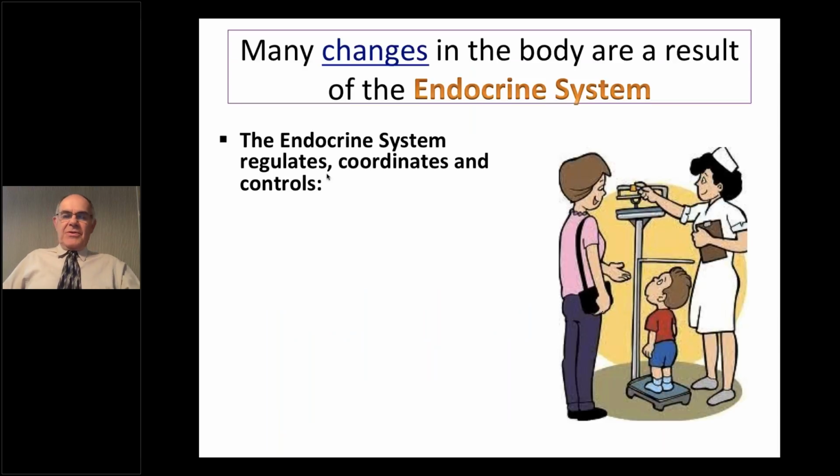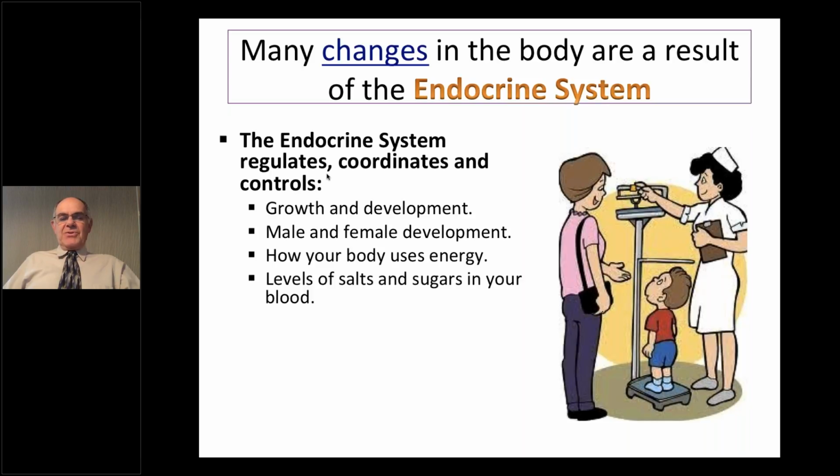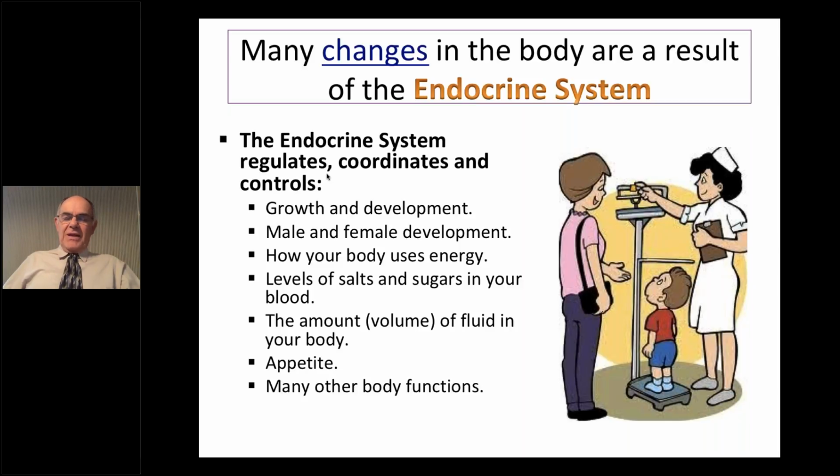So the endocrine system is responsible for many common effects. The most common one, of course, being our growth and development, starting with babies. It is the responsibility of the endocrine system to secrete specific material, hormones, male and female, how our body uses energy, how our body burns and makes sugars, the volume of fluid that's in our body regulated by our kidney, and our appetite is certainly controlled by that also. So it has many functions.